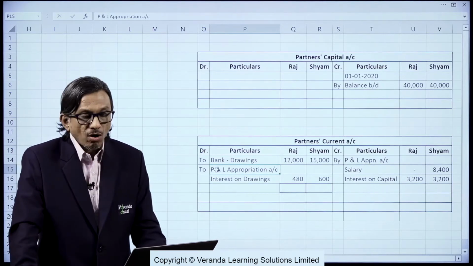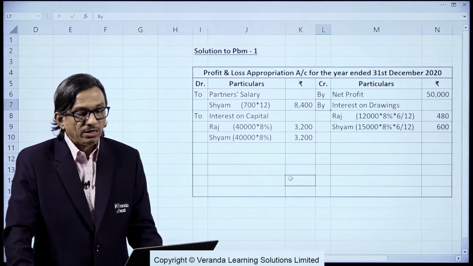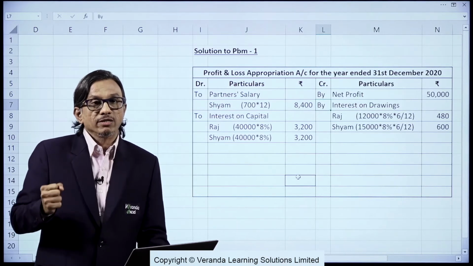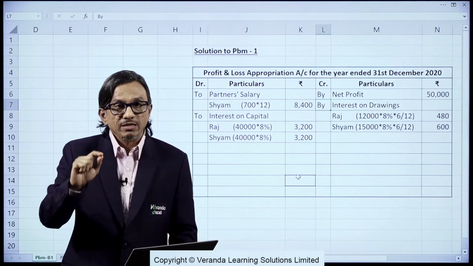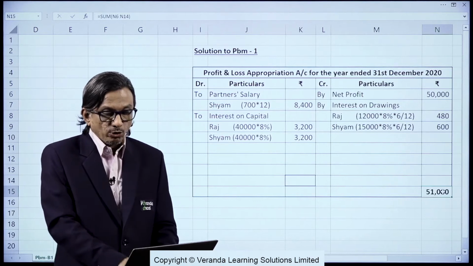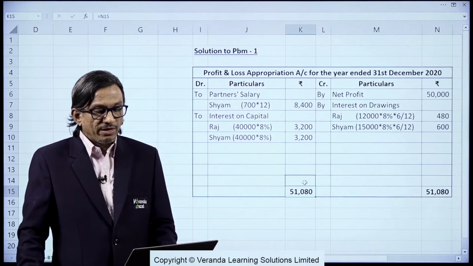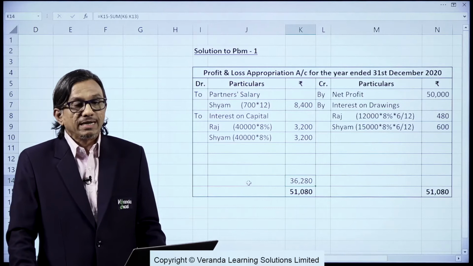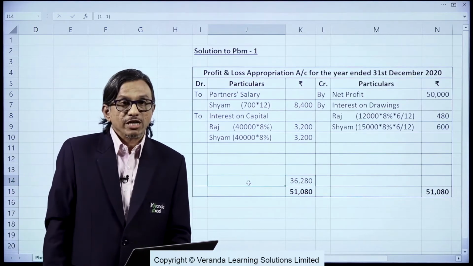So now that all the adjustments are done, what should we do? We have to find the divisible profit, the profit that has to be distributed to the partners in their profit sharing proportion. In the problem, it is given they share the profits equally. So first let us find out what the profit is. Find the total of credit, that is 51,008. The difference between the credits and debits in this problem is 36,280. That is the total profit for the year, which is to be shared by the partners Raj and Shyam equally.